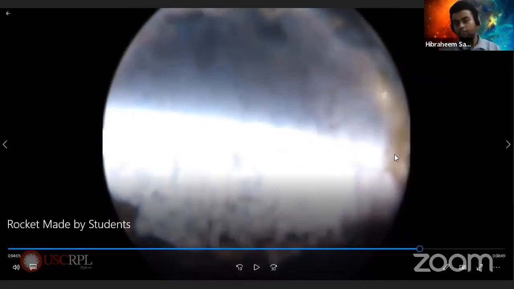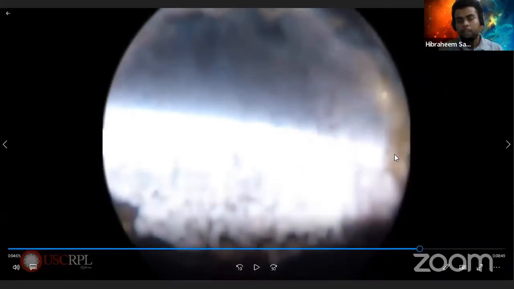This is the camera that was fitted onto the spaceship, sorry, onto the rocket. It is not that clear, but I think you all can see, right? So you can see this white color thing. Can you see this white color?